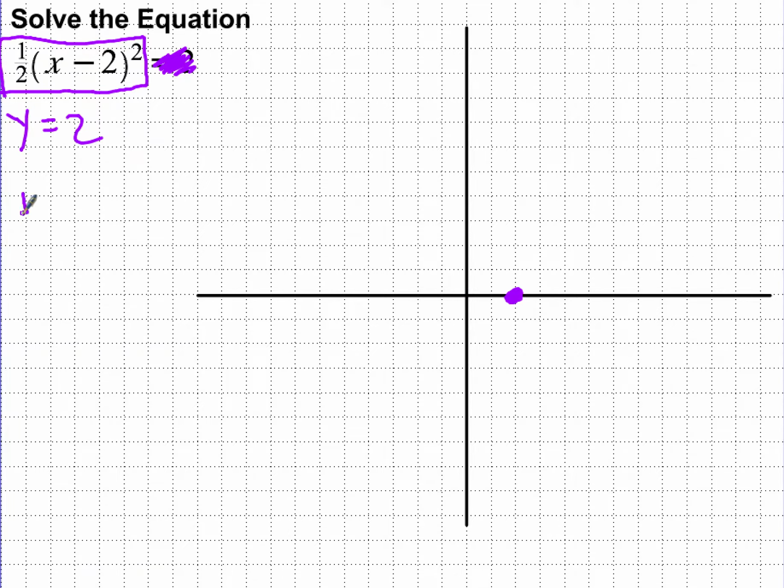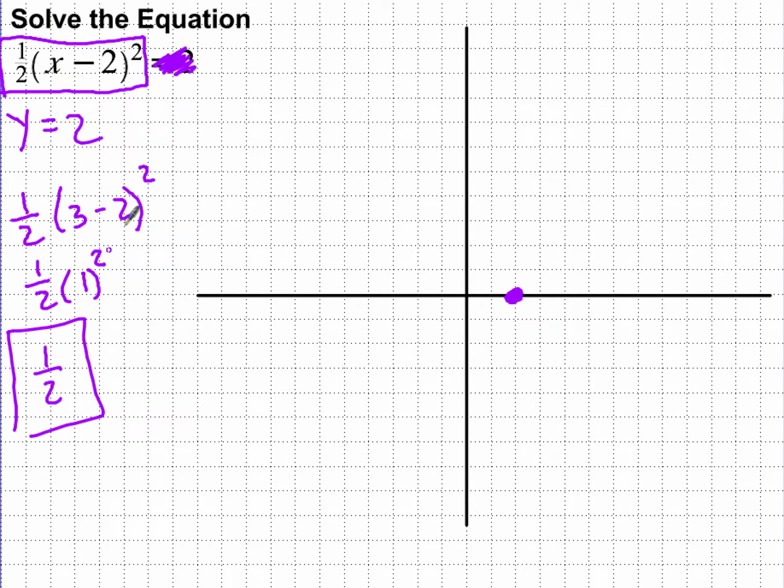So when I graph 3, let's just plug it in. 3 minus 2 squared. We get 1 squared times 1/2. I always do the parentheses first. Now I do my exponent, and I get 1/2 times 1, which is just 1/2. So when x was 3, my y was 1/2. And the left side is symmetrical.